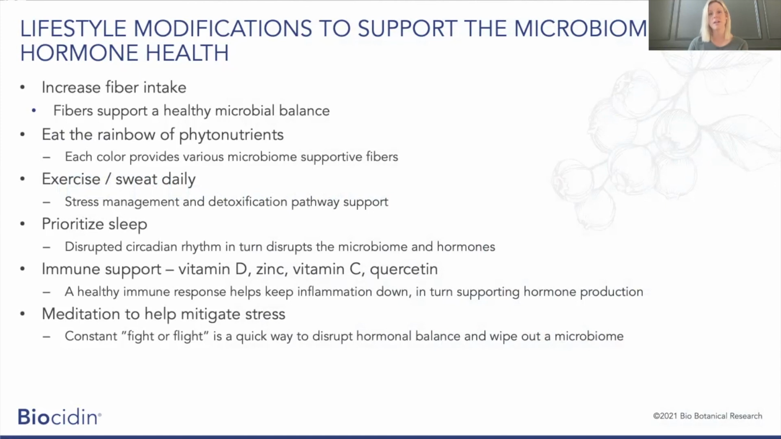Adding extra immune support like vitamin D and zinc and vitamin C and quercetin. A healthy immune response helps to keep the inflammation down, which then in turn supports hormone production. And then using meditation or other stress modifying techniques just to help battle that constant fight or flight. Being in a state of constant fight or flight is a really easy and quick way to disrupt hormonal balance and wipe out the microbiome. Chronic stress just takes a big toll, not only hormonally on us, but also on our microbiome, and wipes out those good microbes.